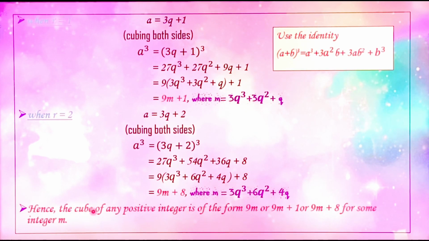Hence we can conclude that the cube of any positive integer is of the form 9m or 9m plus 1 or 9m plus 8 for some integer m.